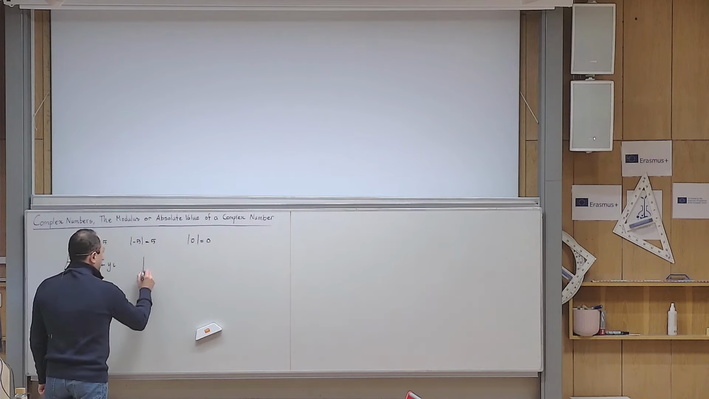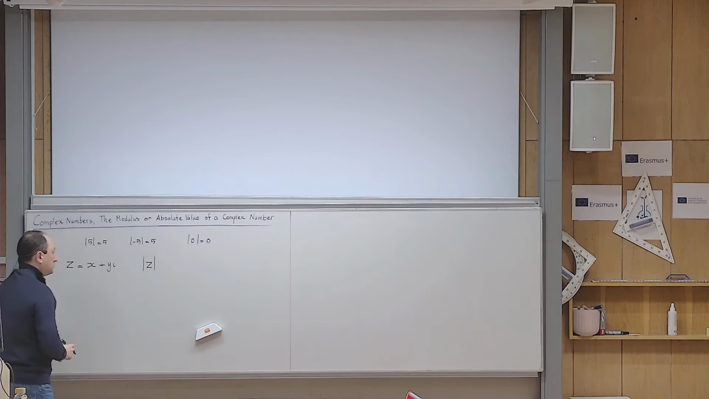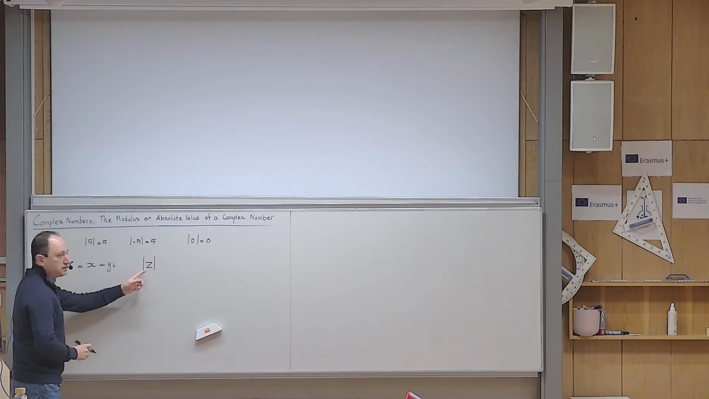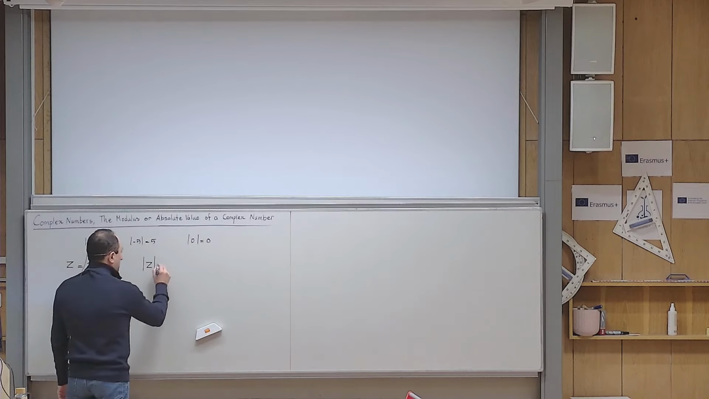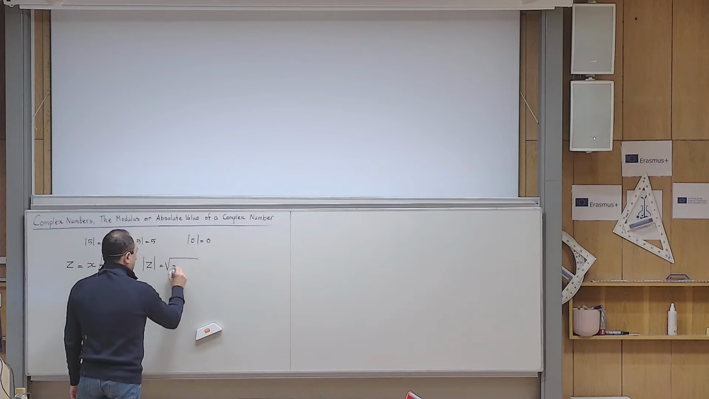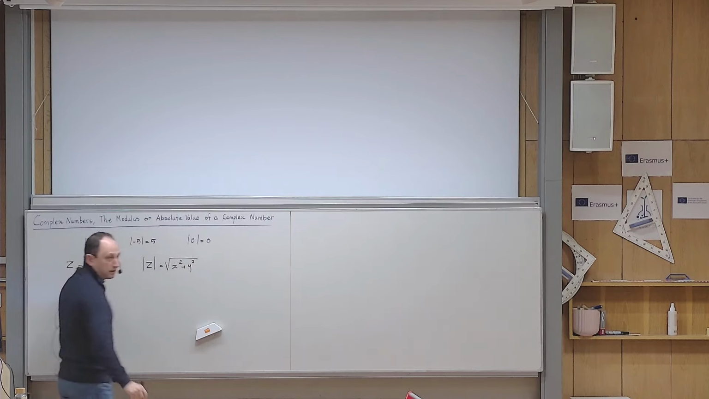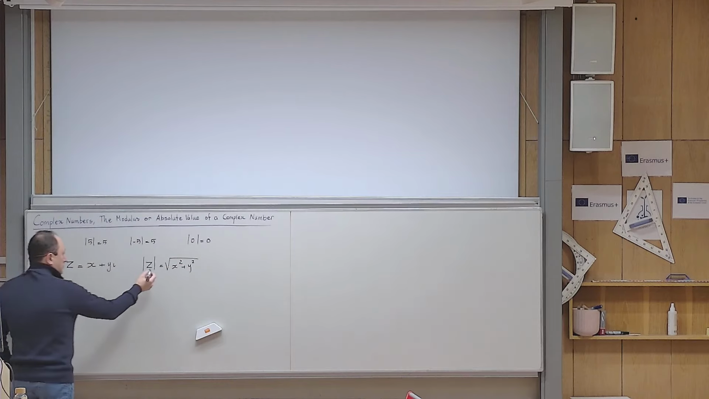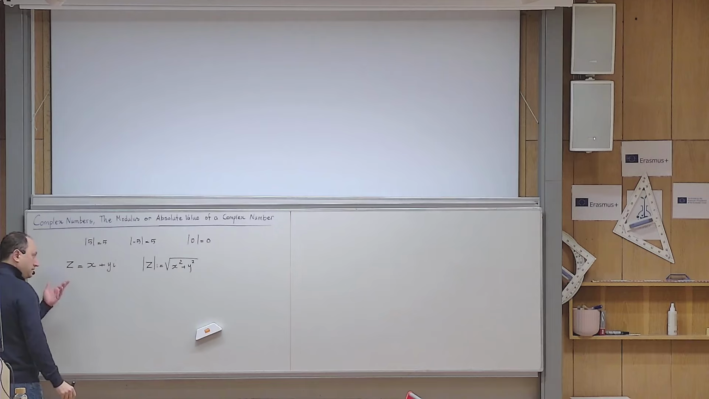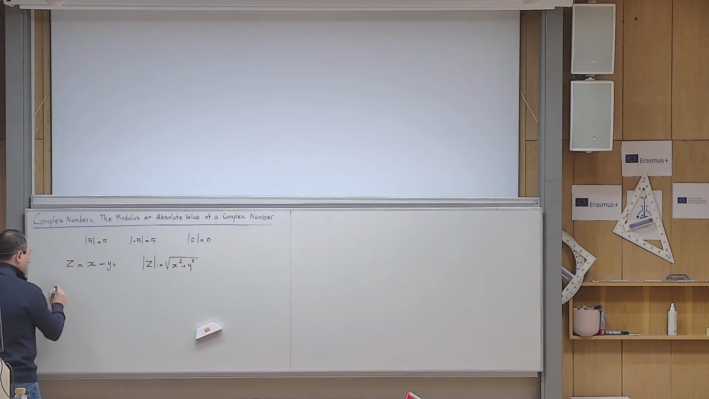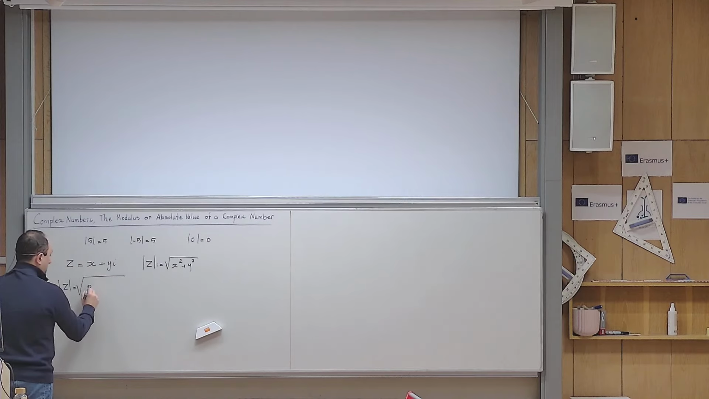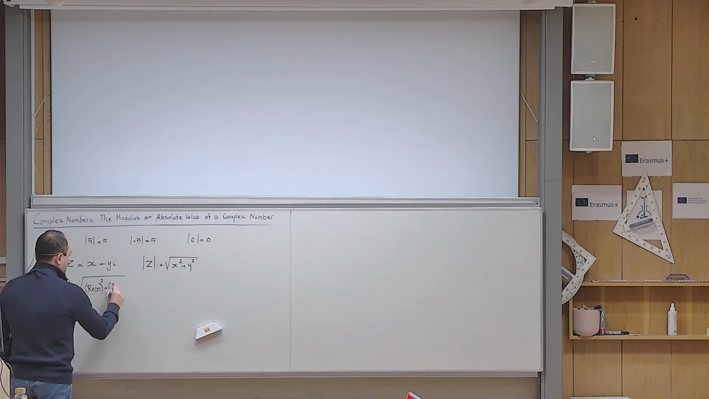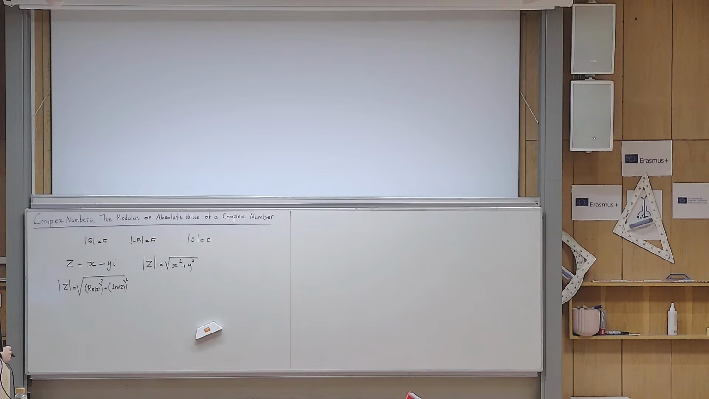When I say absolute value of the complex number or the modulus of the complex number, I still denote it with the same symbol, but what I mean by definition is the square root of x squared plus y squared. So this is the definition, so I can put a colon equals. So the absolute value of a complex number is equal to the square root of the real part of that complex number squared plus the imaginary part of that complex number squared.